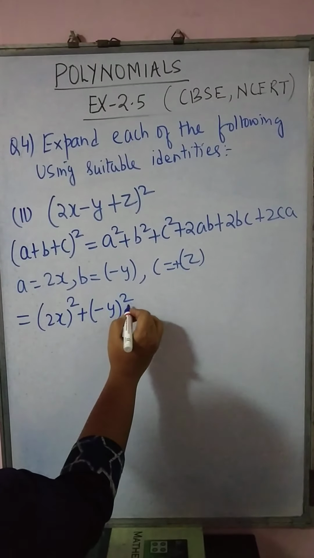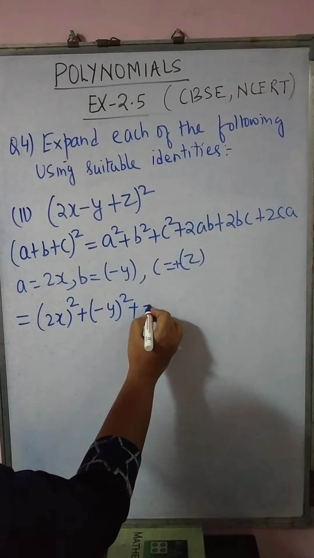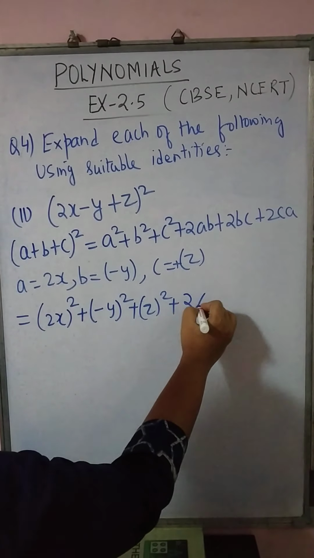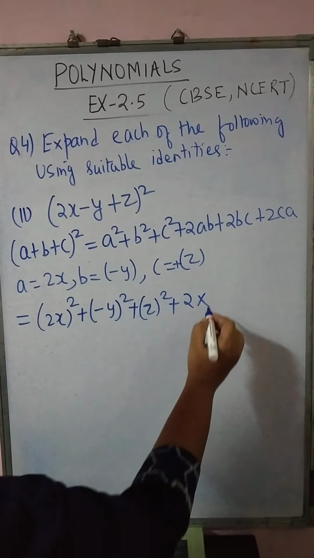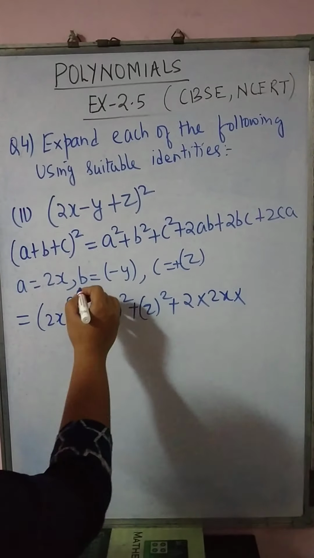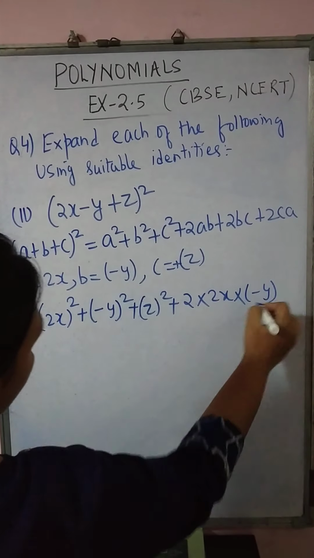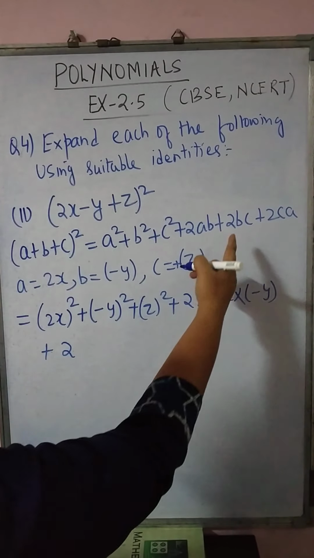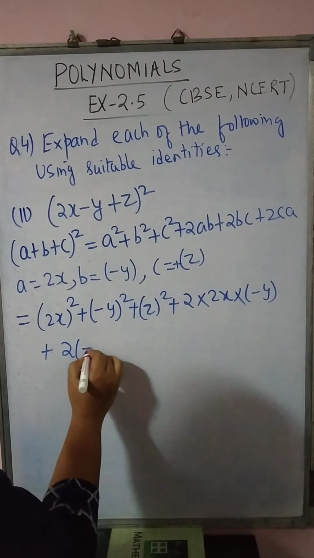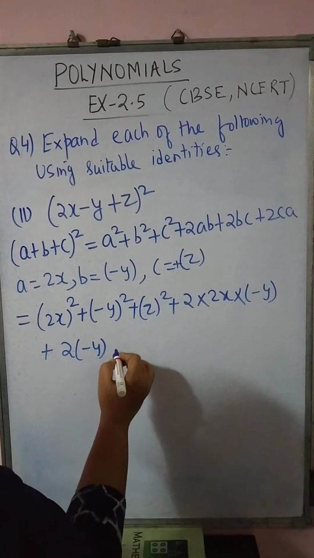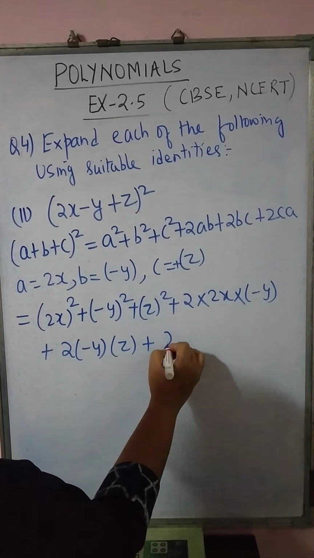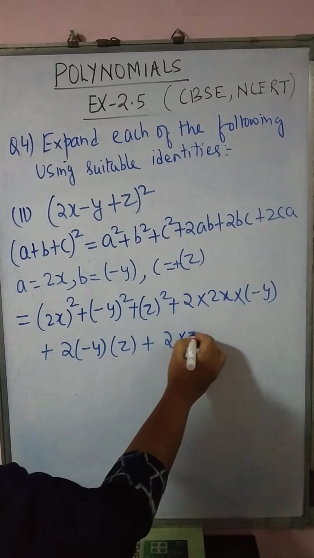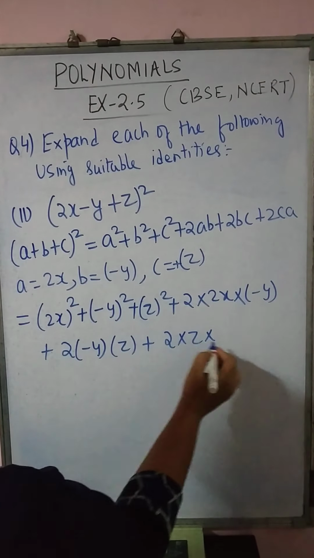Plus b is what? Minus y whole square, plus c is what? z whole square, plus 2 into what is a? 2x. What is b? Minus y. So 2ab, plus 2bc, 2 into what is b? Minus y. And what is c? z. Plus 2ca, 2 into what is c? z. And what is a? 2x.